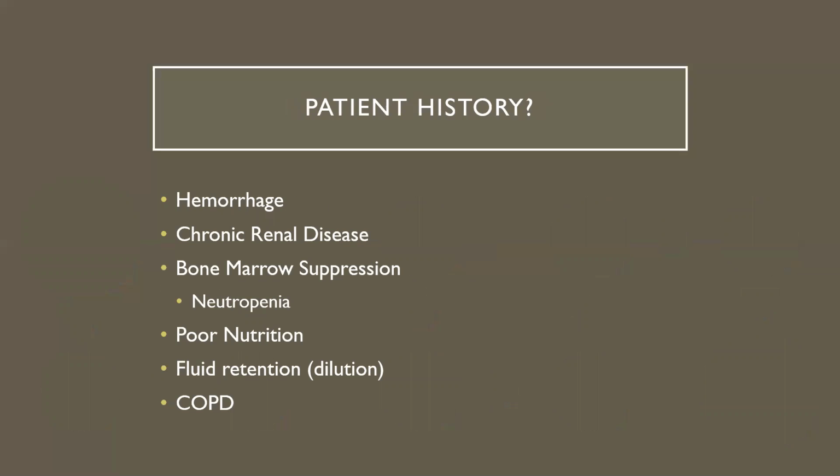What kind of a history do they have? Do they have a history of hemorrhage? Do they have a history of chronic renal disease? Maybe they have some bone marrow suppression related to neutropenia.